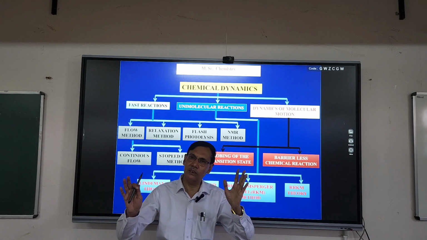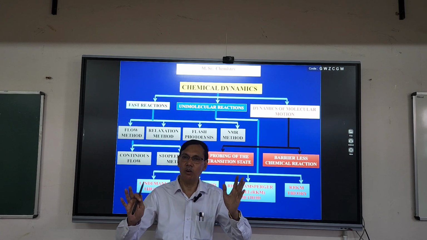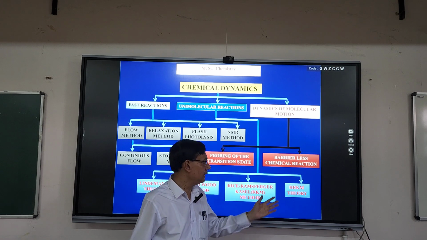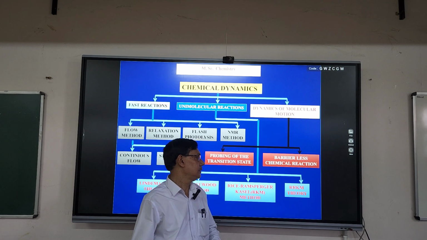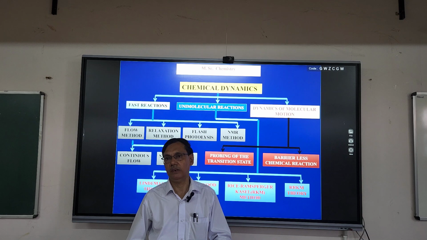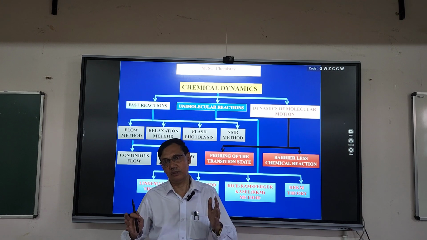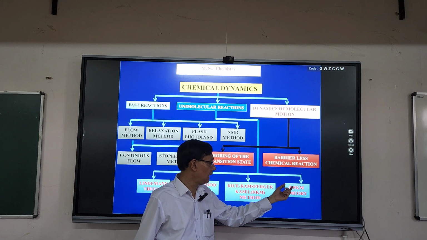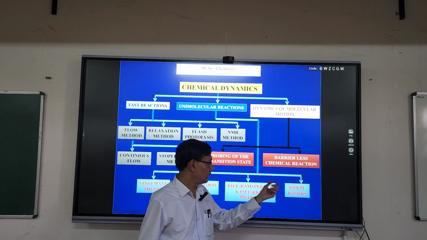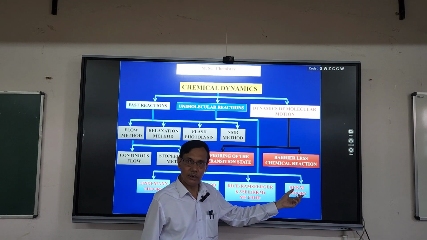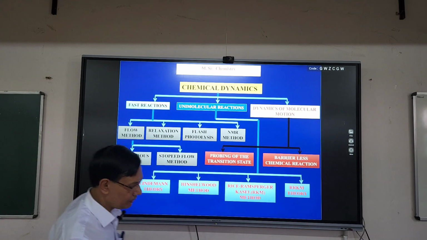That is also very similar to the activated complex theory, or the transition state theory, proposed by a great scientist. Of course, his name is Marcus. He is also a Nobel laureate. He got the Nobel Prize for electron transfer reactions. So that is called the RRKM theory: Rice, Ramsperger, Kassel and Marcus theory. Okay.